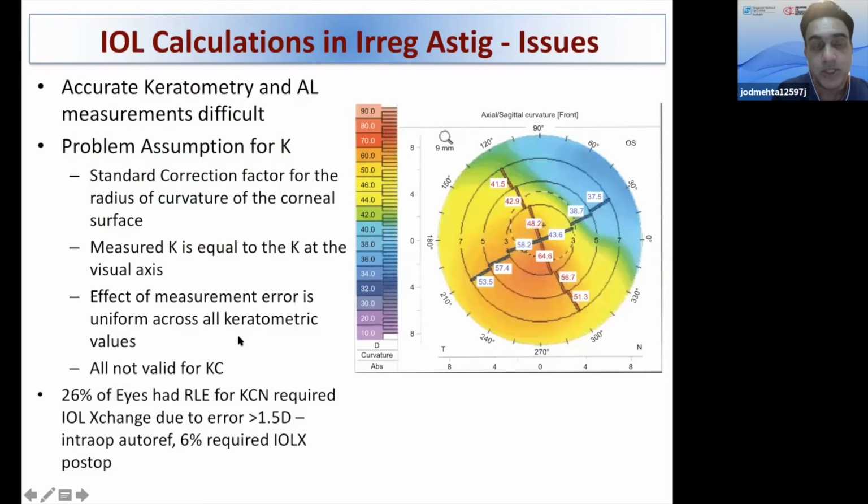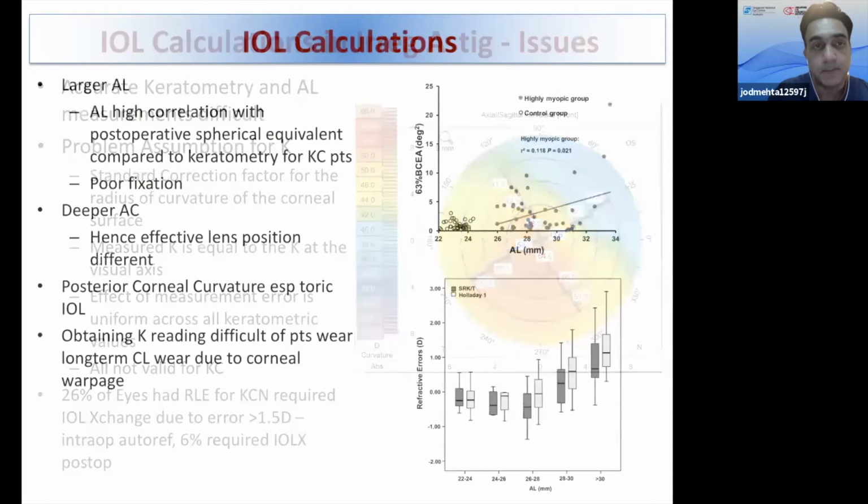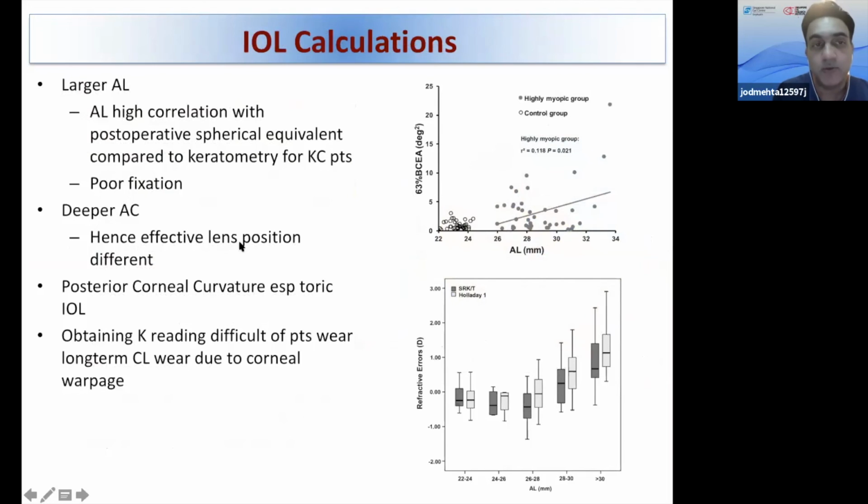A lot of the measurements that we take are not valid in keratoconic readings. There are certain papers showing that almost 26% of patients with keratoconus who have refractive lens exchange have to have a lens exchange afterwards because of issues with the degree of accuracy with respect to their biometry errors. We also have the fact that often these patients are myopes, so they often have larger axial lengths.